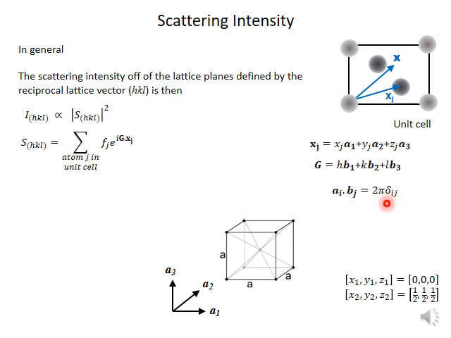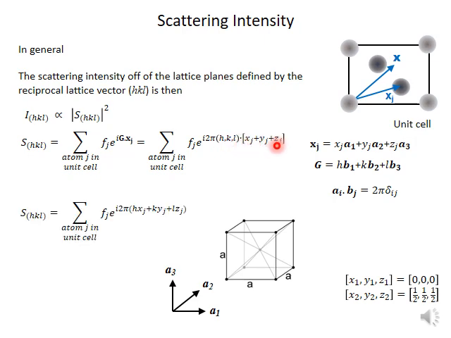So let's say a1 dotted with b1 would give you 2 pi, and a1 dotted with b2 would give you 0. So this dot product simply gives you 2 pi multiplied by hkl dotted with xj, yj, zj. Simple multiplication, not dot but rather a simple multiplication of these three: h with xj, k with yj, and l with zj. So that's what you get in this phase.